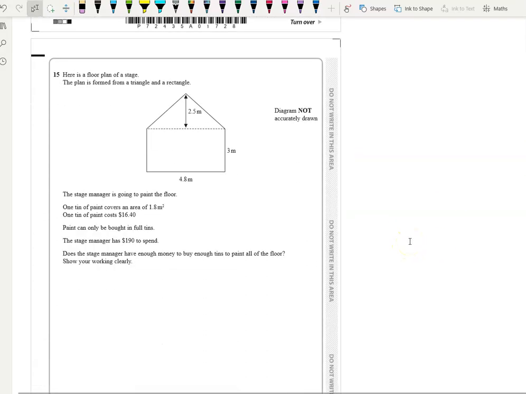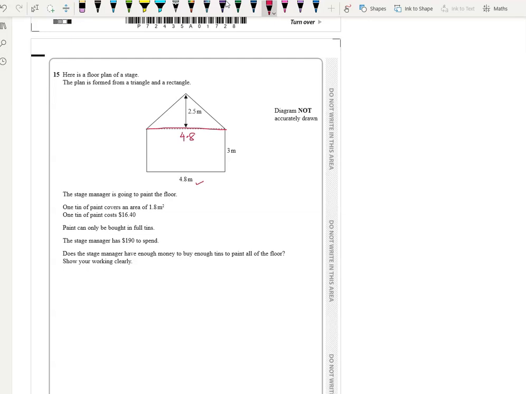Next question. Question 15. Here is a floor plan of a stage. The plan is formed from a triangle and a rectangle. The rectangle dimensions are 4.8 meters by 3 meters, whereas the height of the triangle is 2.5. This side is 4.8, so this side is also 4.8. That becomes the base of the triangle. So you can write here, base of the triangle is 4.8.